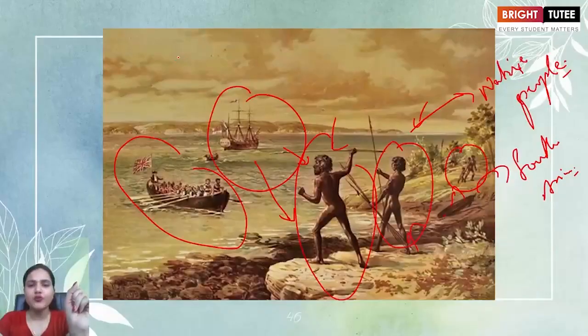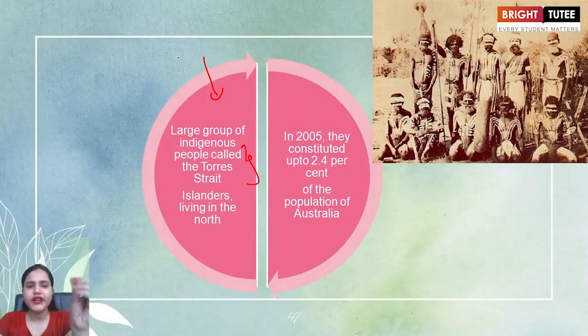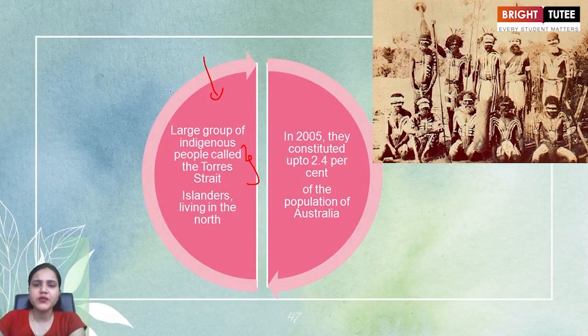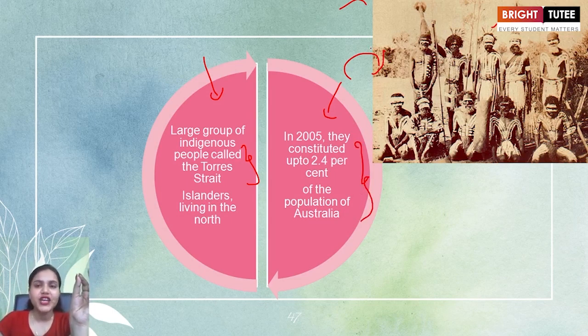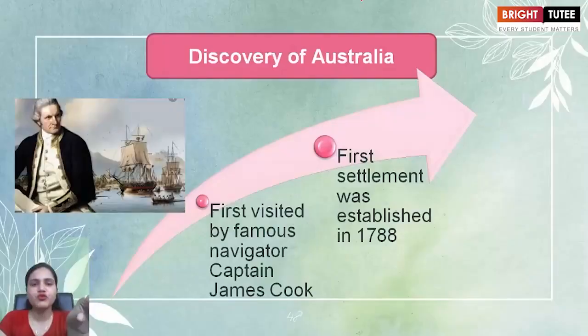Okay, now if you look at these images, you will understand that there were certain tribes. We are talking about the Torres Strait Islanders. You can see the way that they were living, the dress they had, and the language they were speaking was totally foreign to all the other people. Now, in 2005, they constituted almost 2.4% of the population of Australia. So here we see that they were the tribes living in majority in this region.